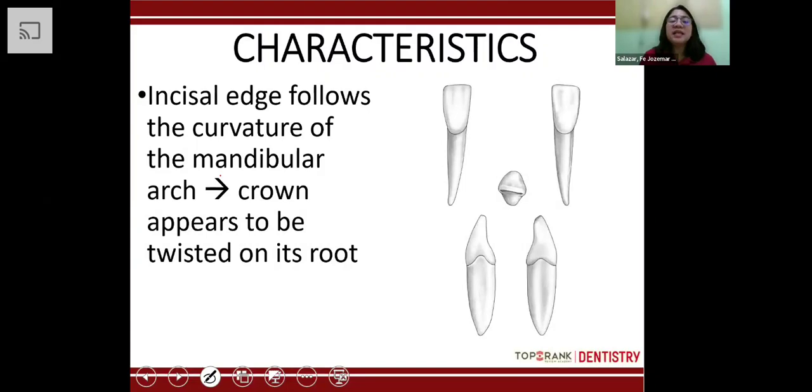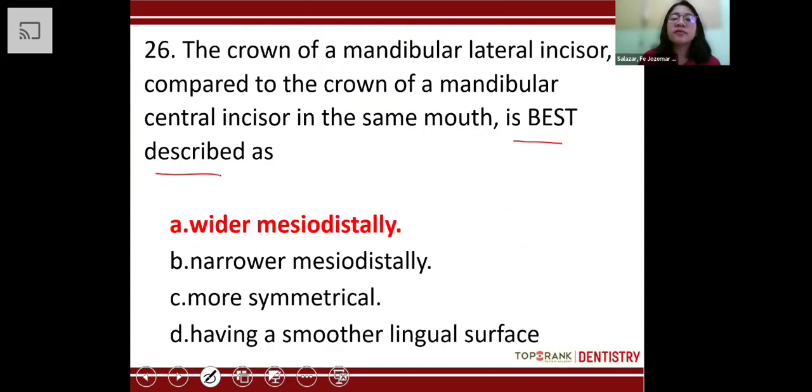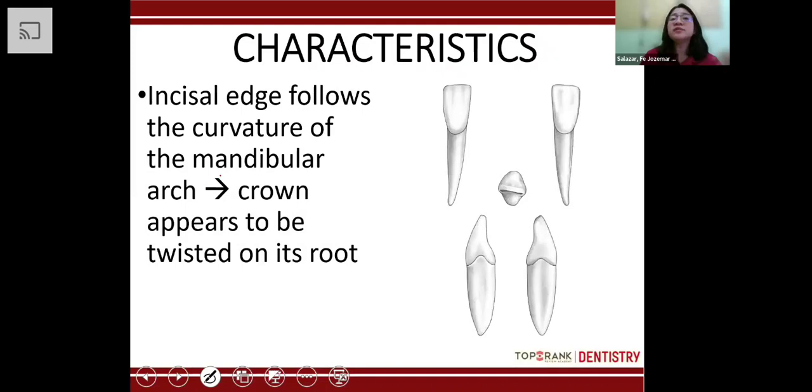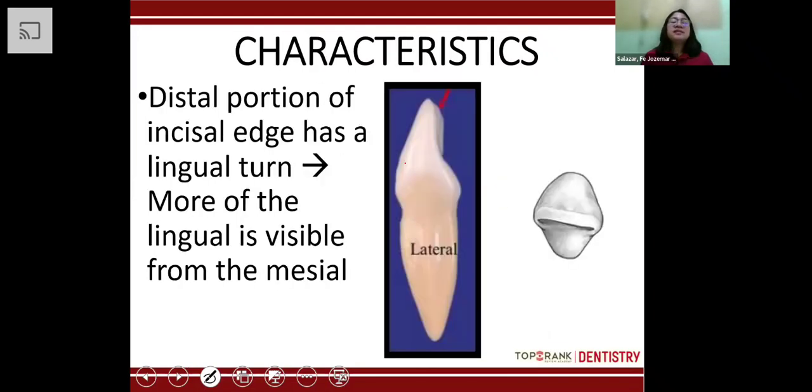Now, incisal edge. The incisal edge follows the curvature of the mandibular arch. So from the incisal view, the crown appears to be twisted on the root, and its incisal edge is not straight. The distal portion of the incisal edge has a lingual turn. That is why it twists. So more of the lingual is visible from the mesial.